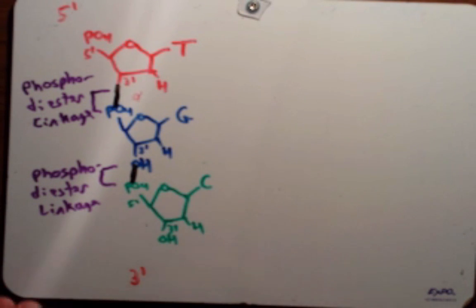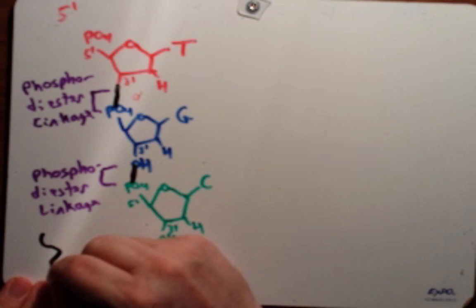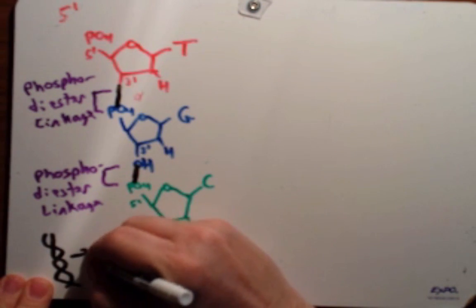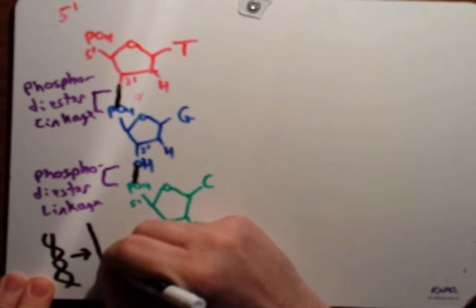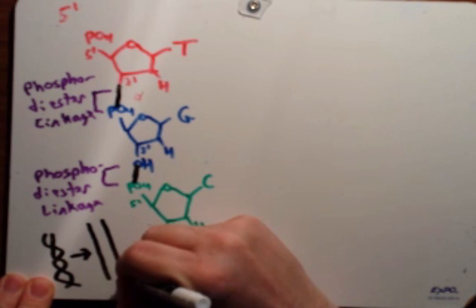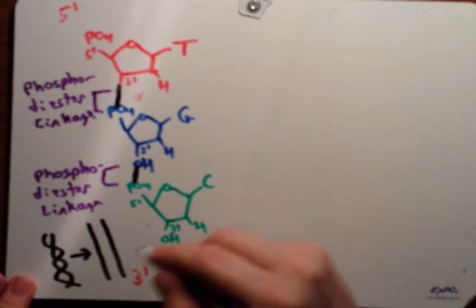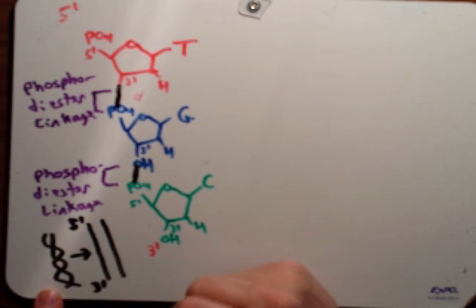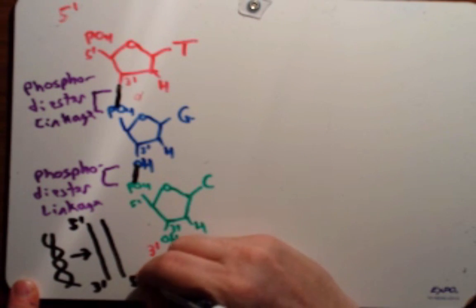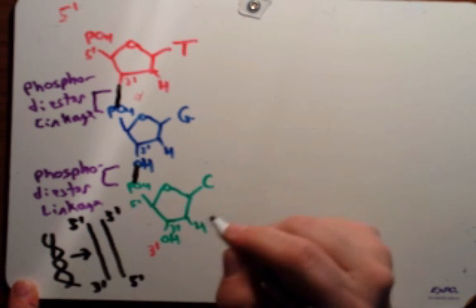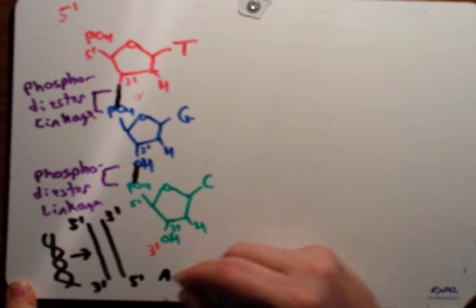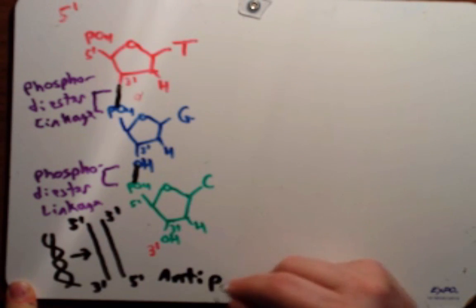Now we know that DNA is a double helix, like so. Now this little double helix here, I'm going to draw it in kind of a ladder format, like so, because it'll illustrate the point I'm trying to make here. We know that one of the strands is 5' to 3', just like we drew over here, and we know the other strand is reversed. We know that this strand goes 5' to 3'. We call this being anti-parallel.